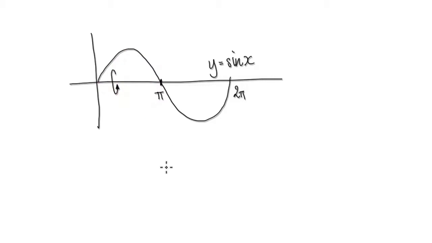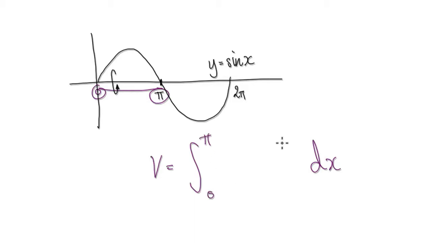So the volume is given by the integral of something dx, and we're integrating it from 0 to pi. Looking at this, we're moving along in the x direction. Let's say we are currently here. Let's just call this place x. Once we know x, what is this radius? What is this height?